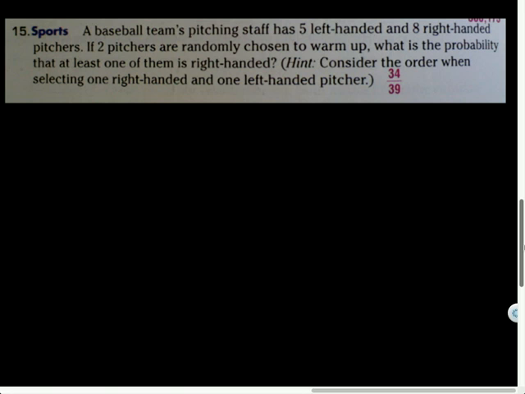Deportes. Let's see. A baseball team's pitching staff has 5 left-handed and 8 right-handed pitchers. If 2 pitchers are randomly chosen to warm up, what is the probability that at least one of them is right-handed? Let's see. 2 pitchers are chosen. So the probability of at least 2 right-handed. What's another way I could phrase that? Actually, at least one of them is right-handed.